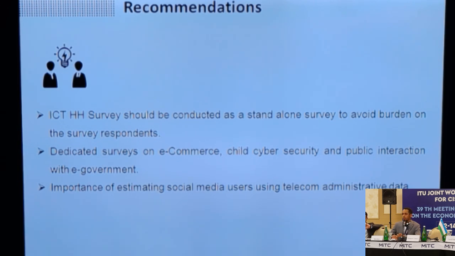Also, on a national basis, we recommend a dedicated survey related to e-commerce, child cybersecurity and public interaction with e-government, because including such questions in this survey is sometimes difficult given the long questionnaire. So having a standalone or dedicated survey for such purposes is very important to obtain good results.